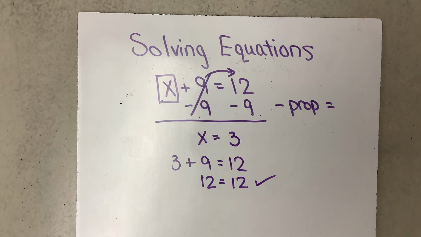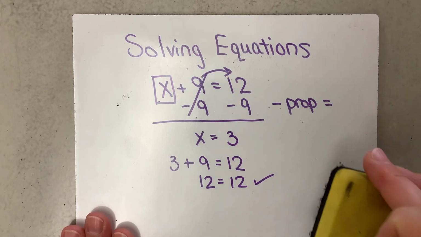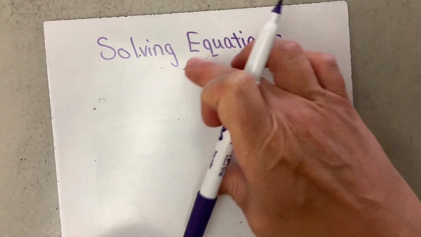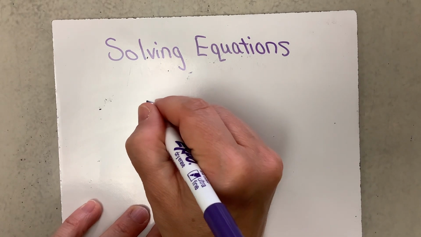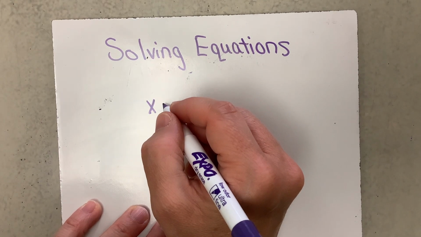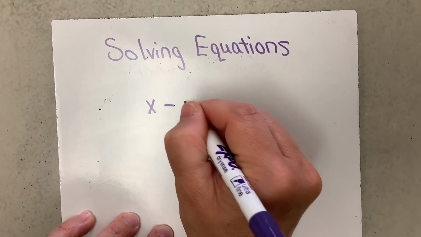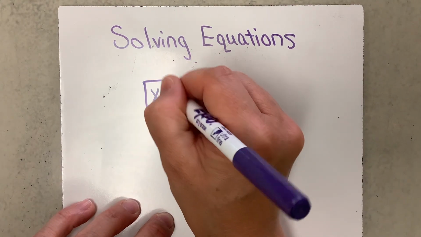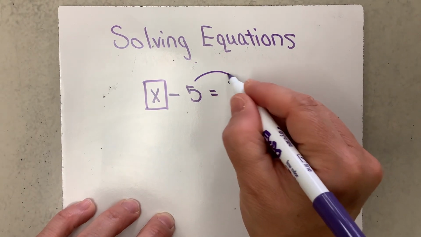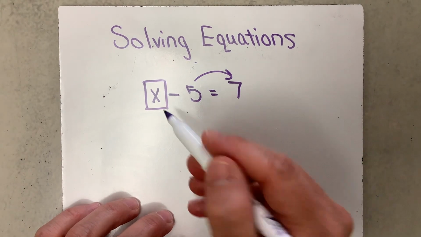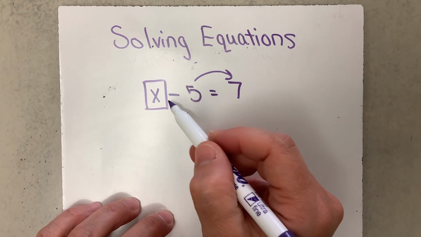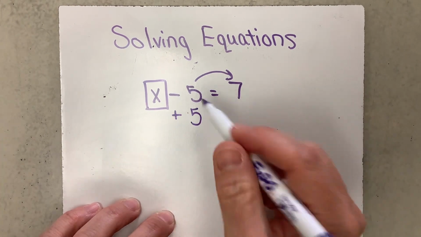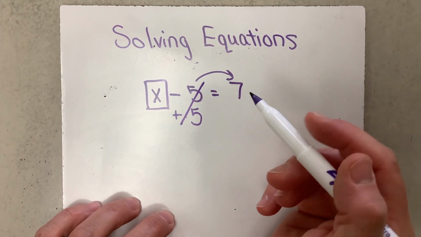All right. Now, sometimes we might have something like this. x minus 5 equals 7. Again, I am solving for x. I want to get the 5 to the other side. To do that, I need to do the opposite, or the inverse of subtraction, which is addition. Because when I do that, I can see those are going to cancel each other out.